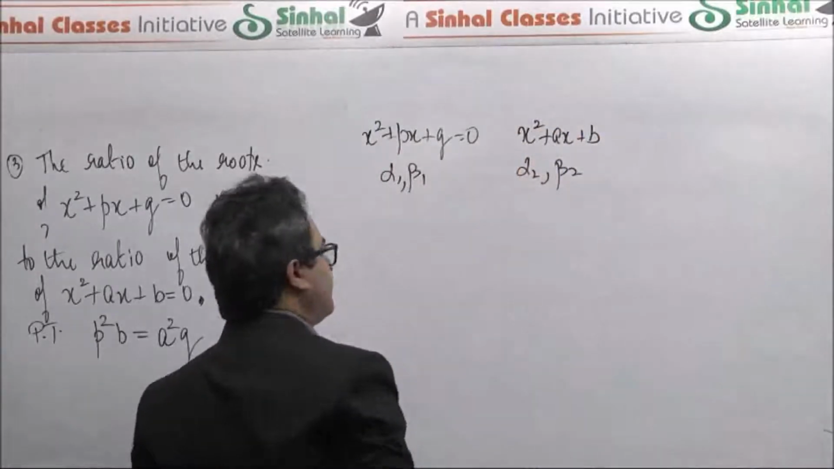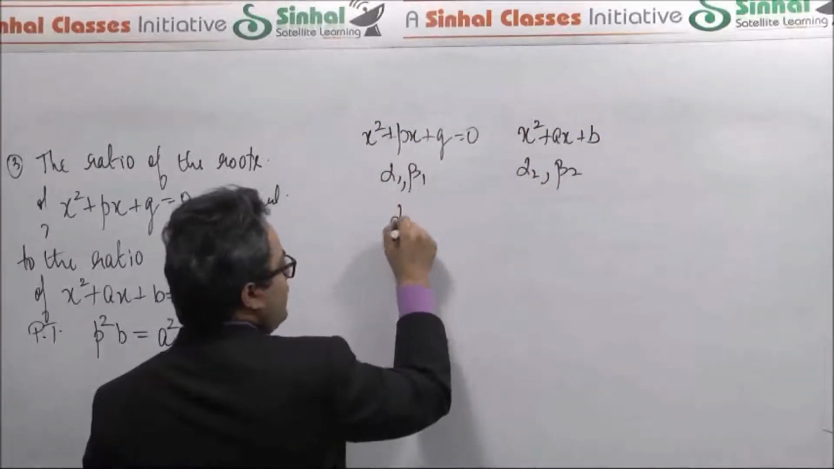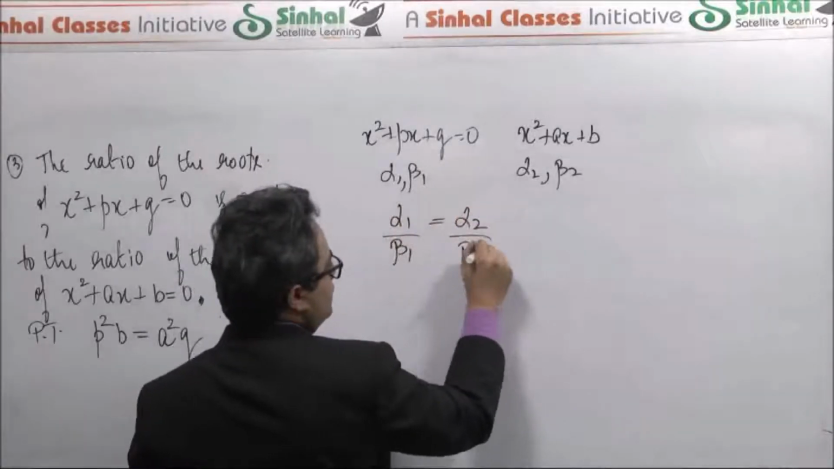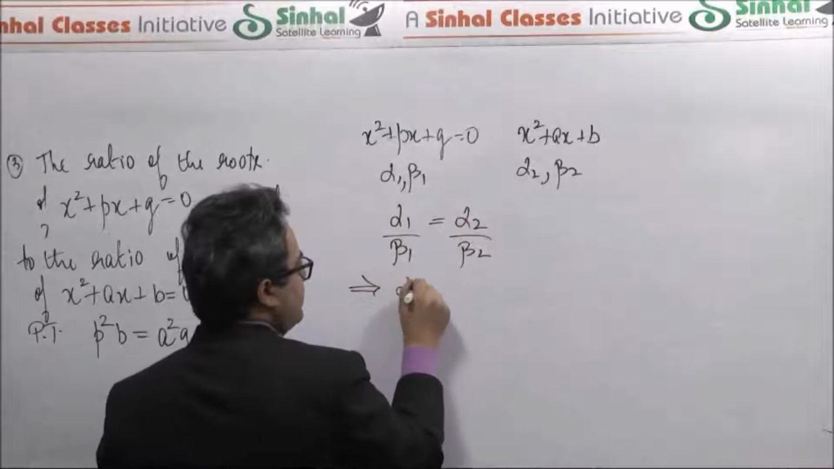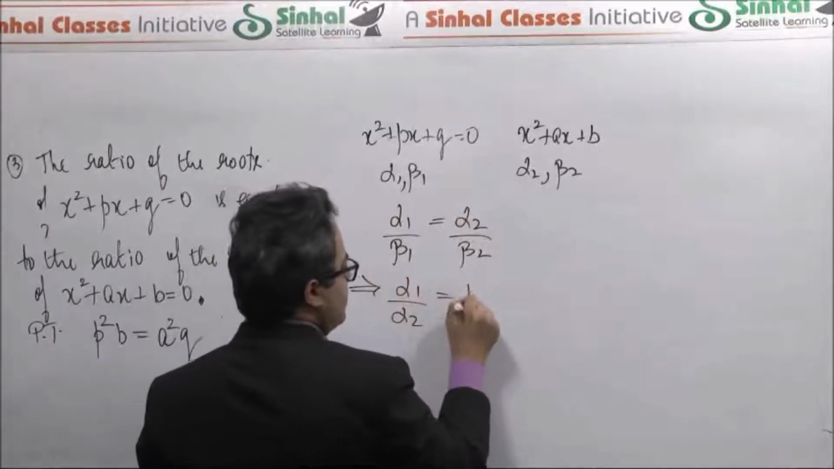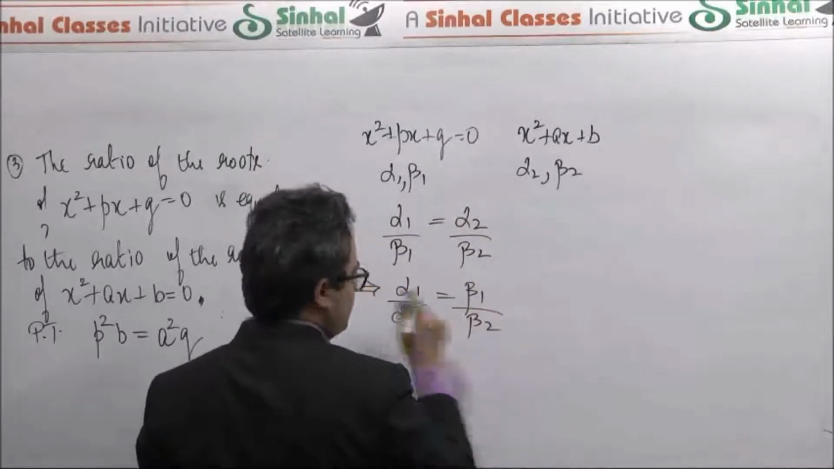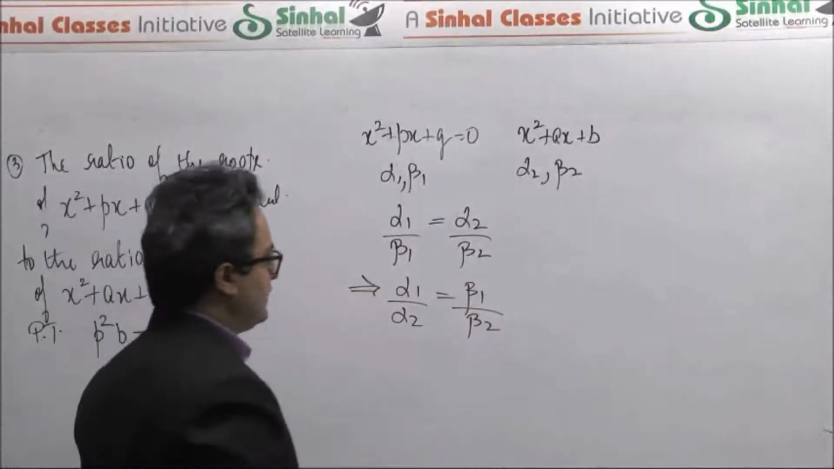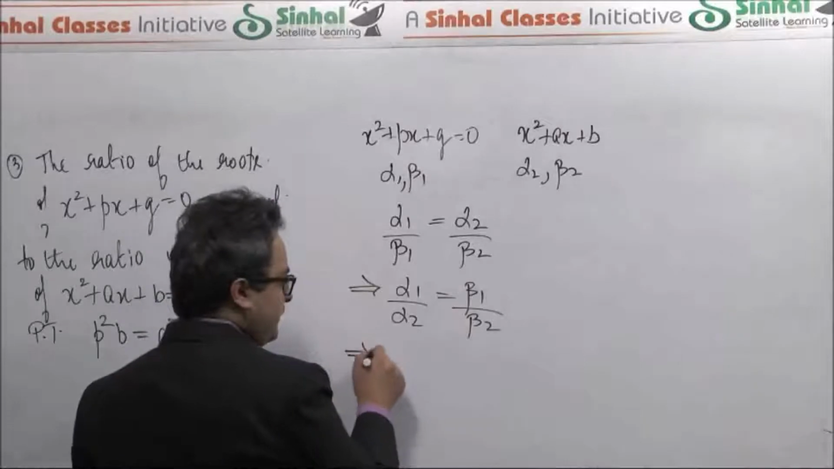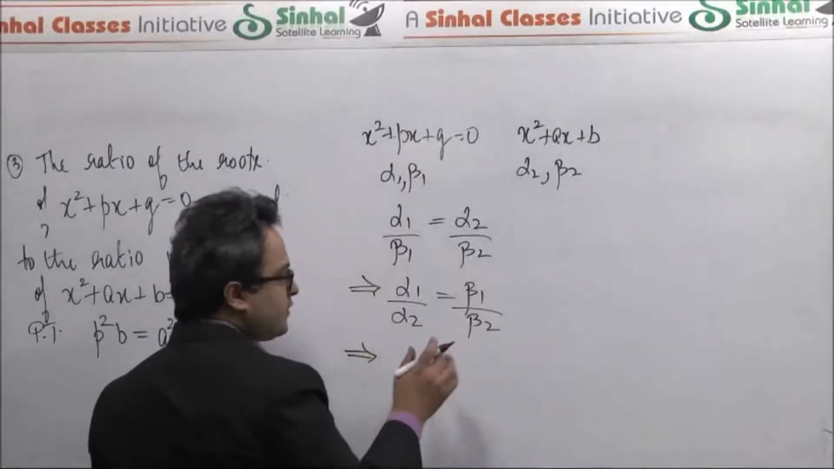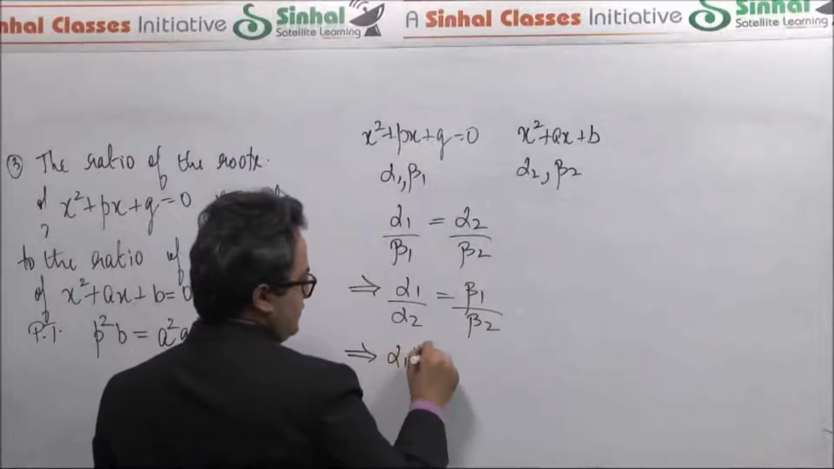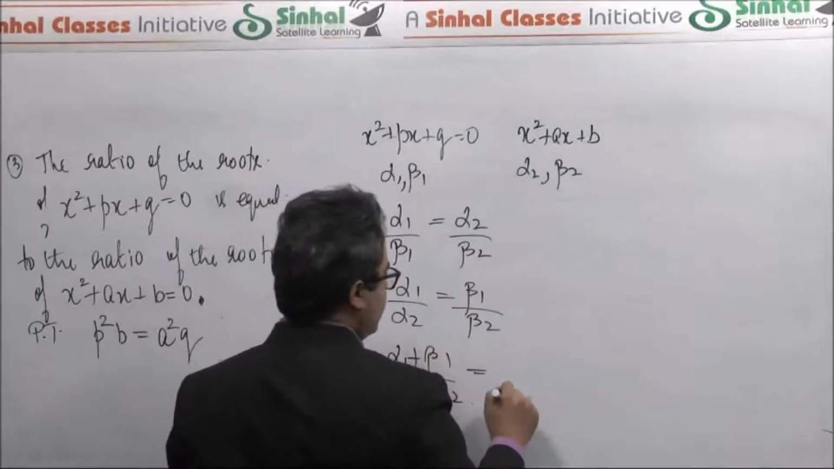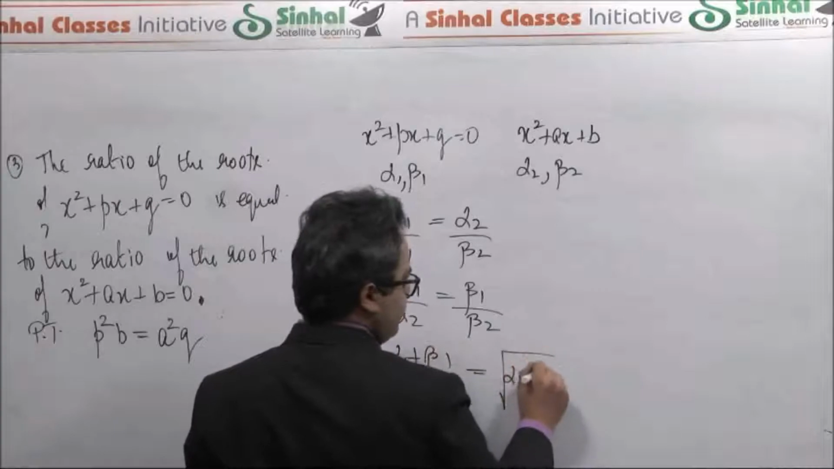And this has roots alpha 2, beta 2. So what do we know? Alpha 1 upon beta 1 should be the same as alpha 2 upon beta 2, which means that alpha 1 by alpha 2 is the same as beta 1 by beta 2. Right? So now by properties of ratios, since these two ratios are equal, these two ratios should also be the same.